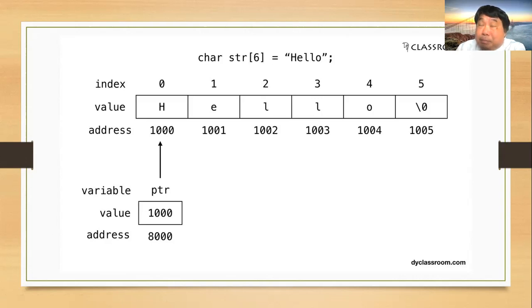We can just pass the pointer of the first byte. In this case, we use the pointer variable ptr to pass the memory address of the first byte of the string hello, and the memory address of the first byte is 1000. So you see 1000 here. Instead of passing all six bytes to the function, we can just pass the pointer of the first byte. That's going to be much more efficient.